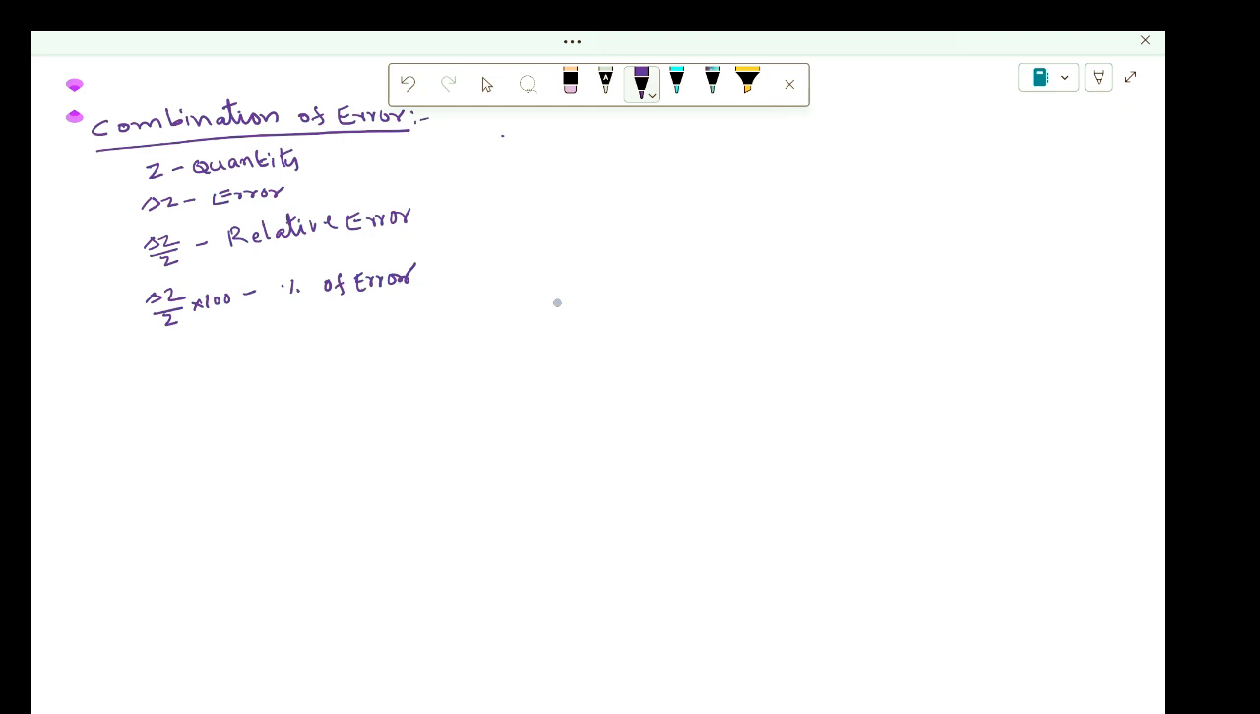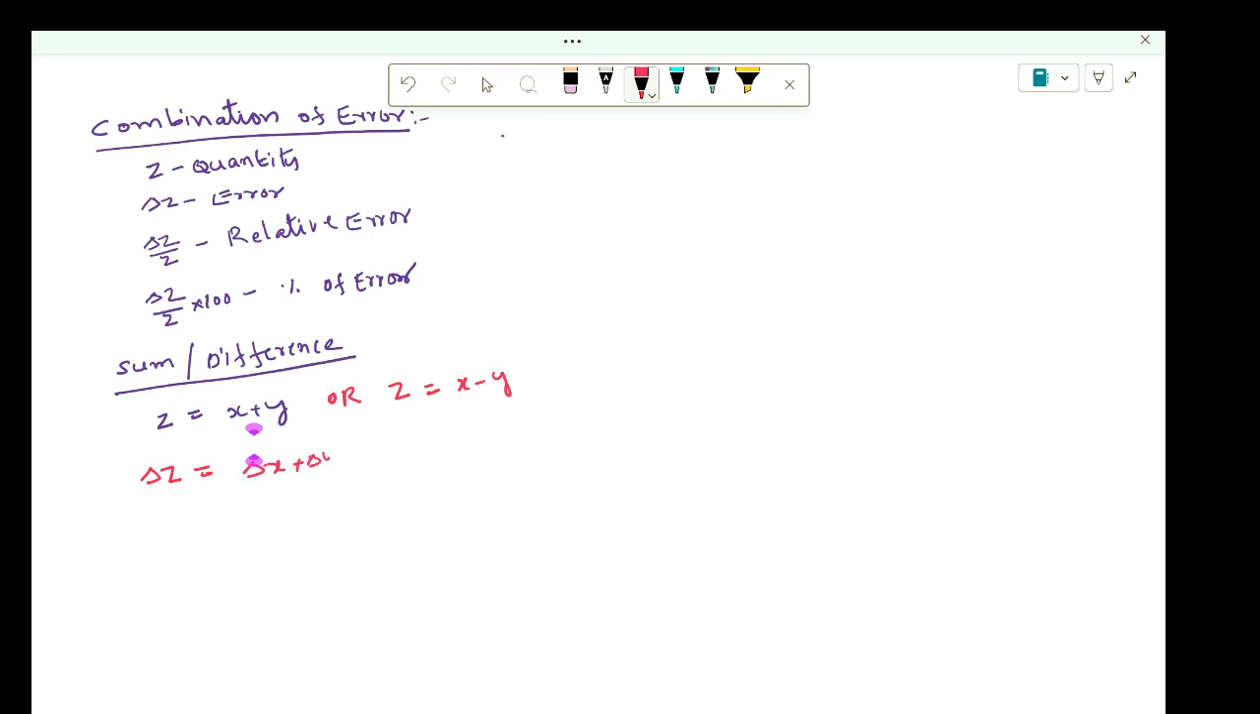First, we'll see the sum and difference in error. That means the quantity z is equal to the sum x plus y, or the difference x minus y. Now I want dz, the change in the z value. So that is dx plus dy. Similarly, dz is equal to dx plus dy only. Error is always positive. Remember, here error is always positive.